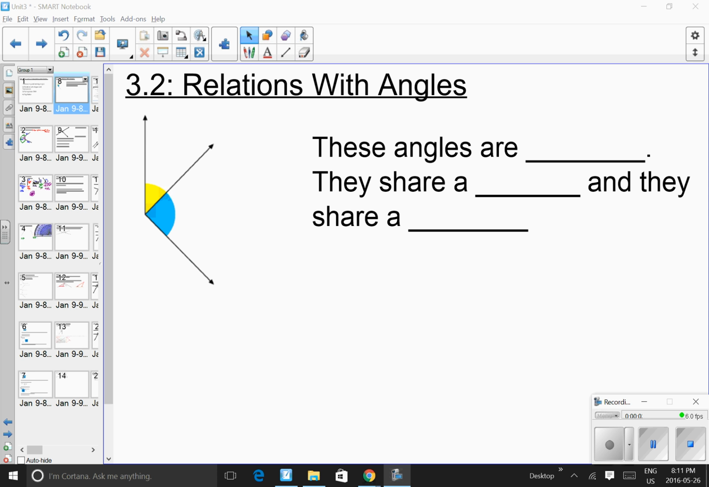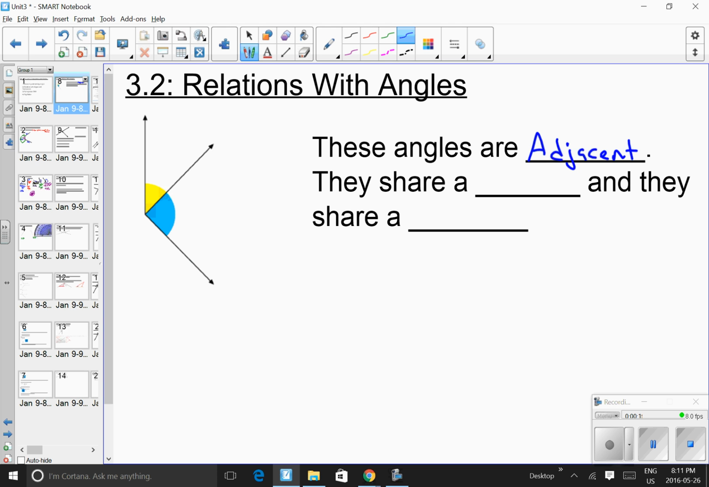Alrighty, welcome to lesson 3.2. We're going to talk about relations between angles. So I've got a picture over here. These two angles are what we call adjacent. Adjacent is just a fancy word for beside each other.